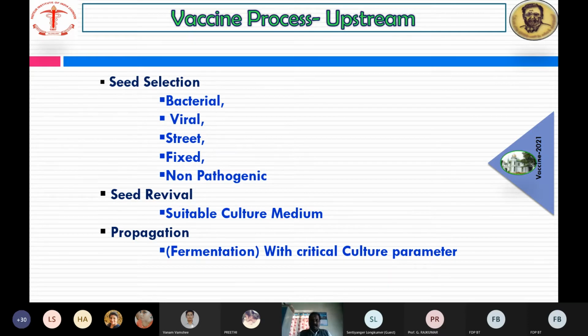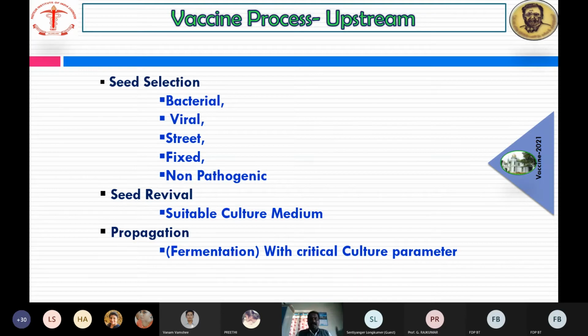During the 48 hours, the cell line and the virus propagate in the culture. It should be free from any other microbes. It should not have contamination. It should be at pH 7.5. The DO level should be very low. All these critical culture parameters are fixed so that we get propagation. These are the things called upstream.